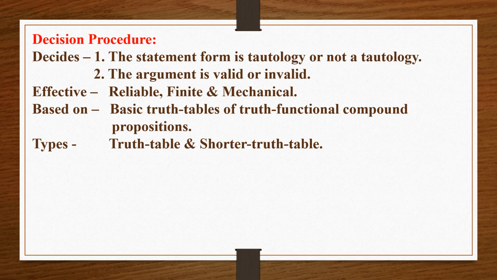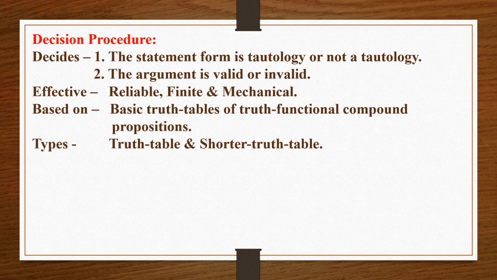So this procedure will be lengthy and time consuming. A lot of carefulness will also be required to construct it. So we cannot rely on truth table, and a much shorter method is needed. That is shorter truth table. Shorter truth table is based on the principle of reductio ad absurdum. It is an indirect method, whereas the truth table method is a direct method.